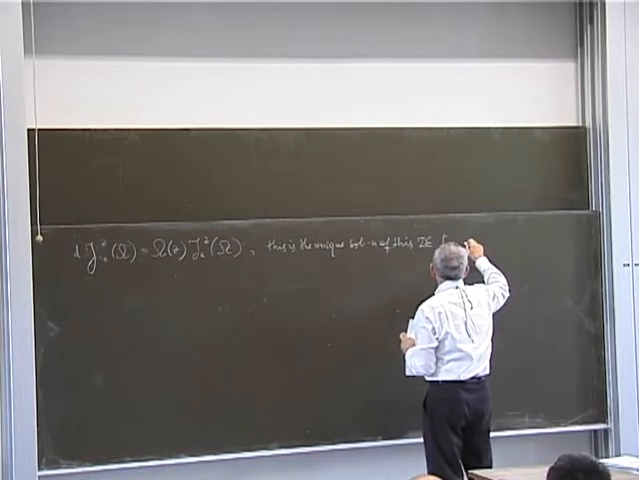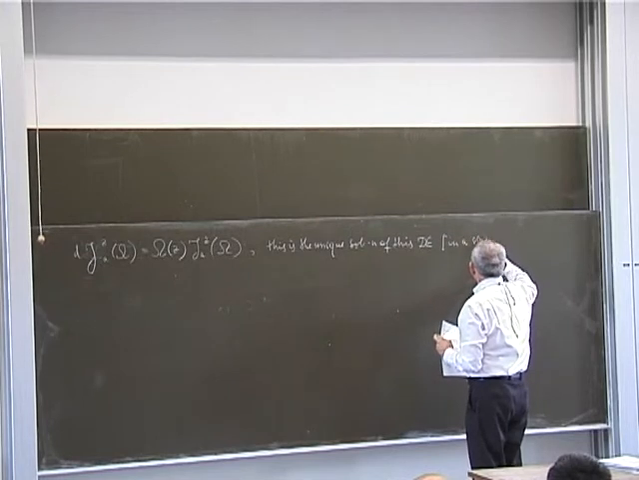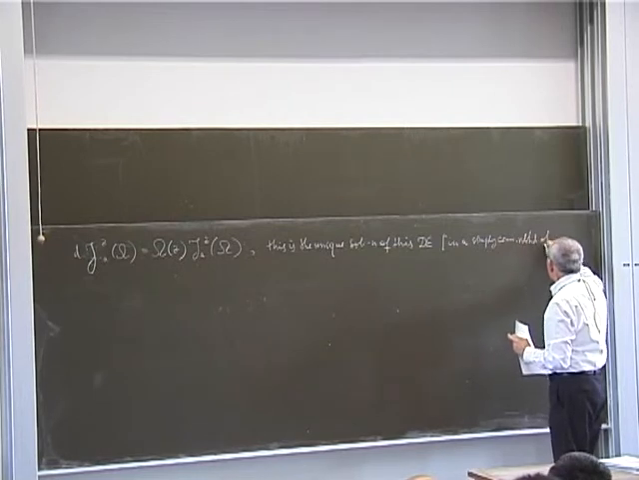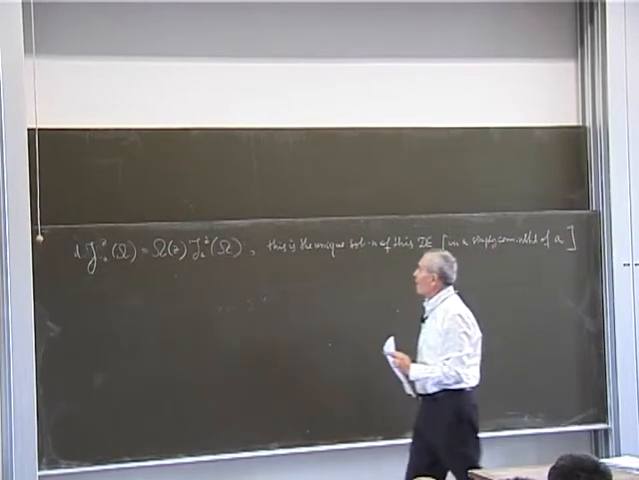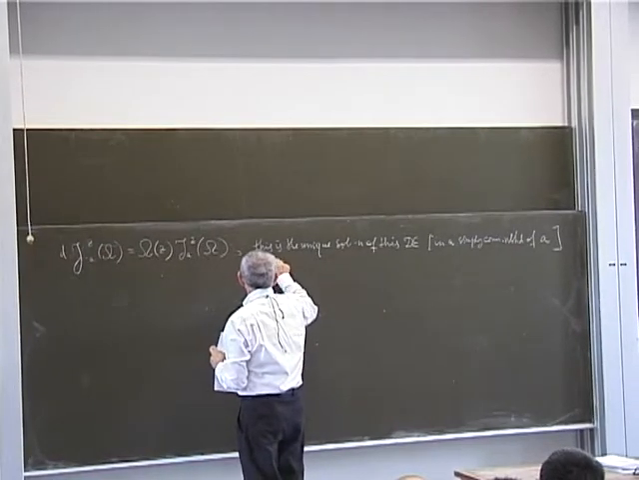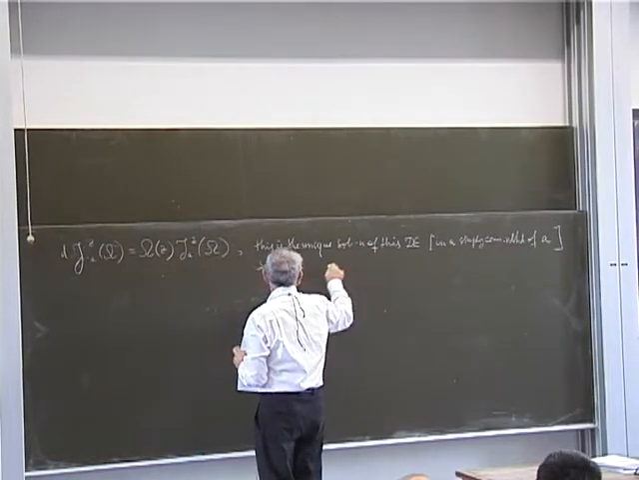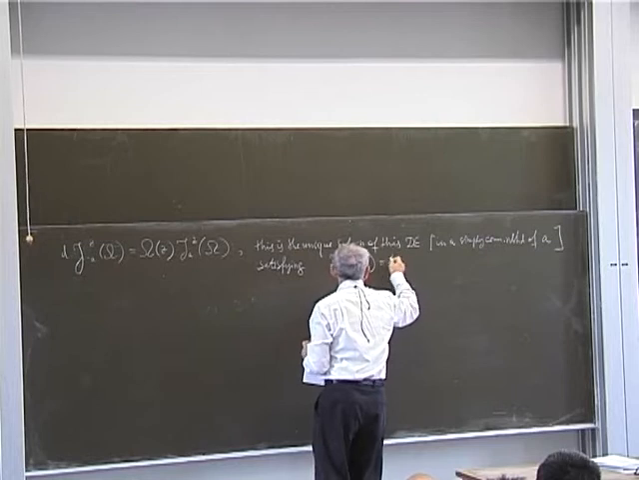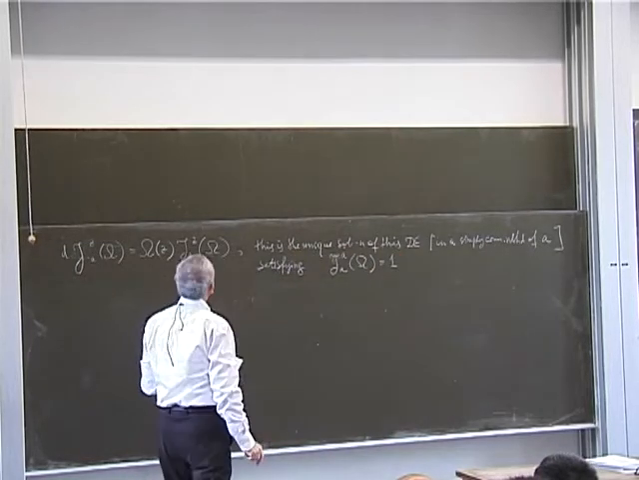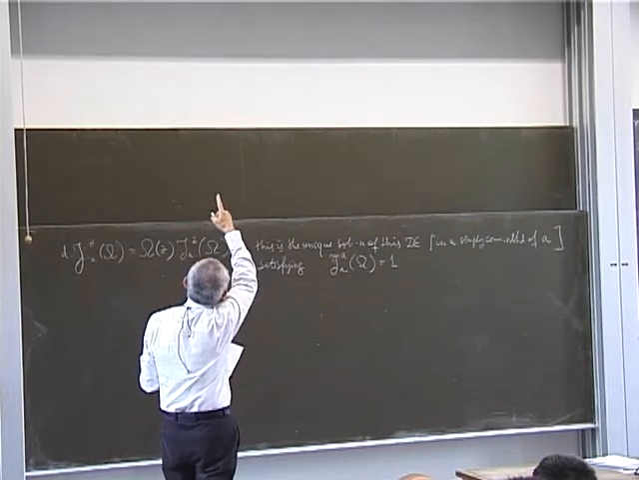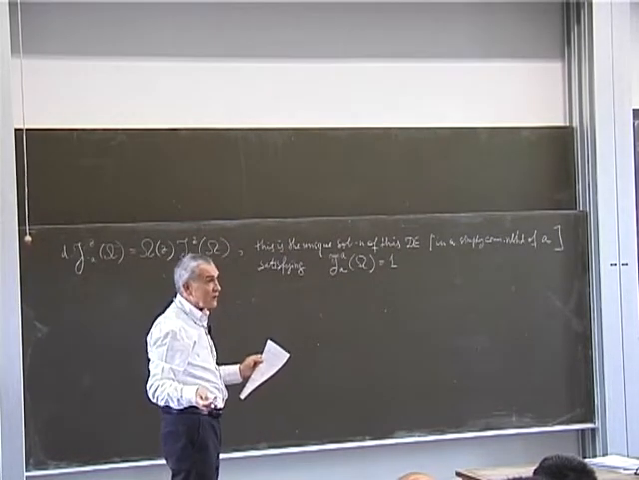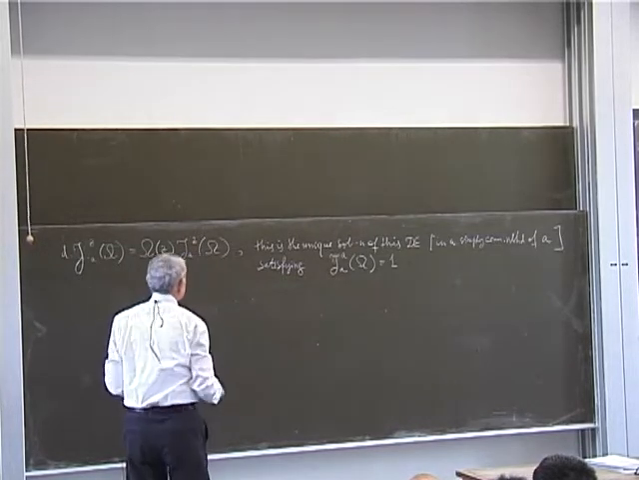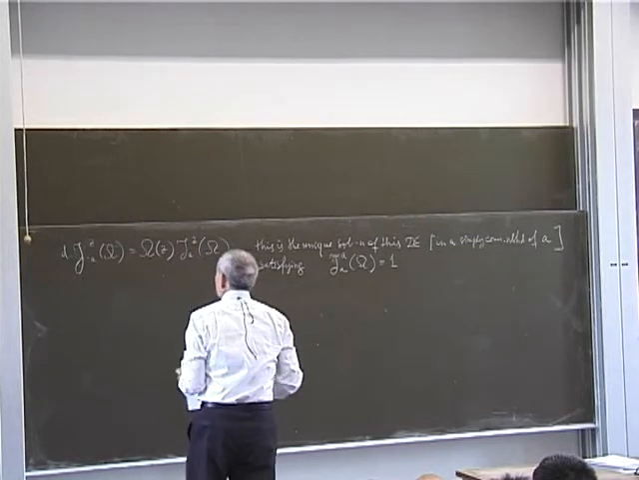in a simply connected neighborhood of A, satisfying the initial condition G(A,A) equals 1. Well, 1 because then only that 1 before the whole sum survives. Everything else becomes integral from A to A, and this is 0.